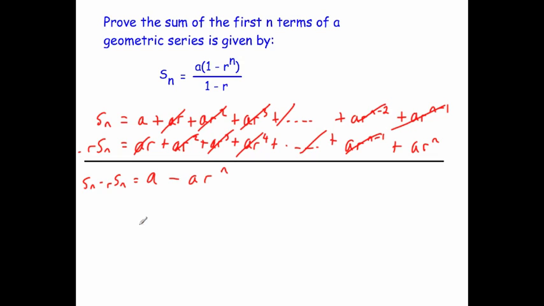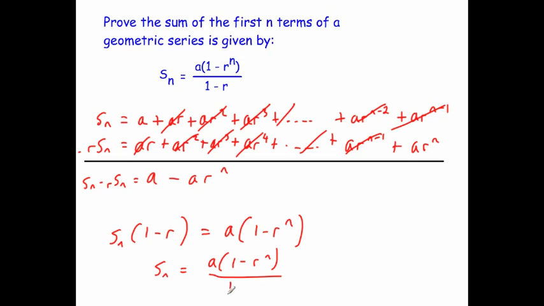Now what we're going to do is factorize the left hand side and factorize the right hand side. So factorizing the left hand side, well, Sn is going to come out, so Sn bracket 1 minus r. And then the right hand side, a will come out, so a bracket 1 minus r to the n. Now we're going to divide, so it's going to give you Sn equals a bracket 1 minus r to the n. And you're going to divide that by 1 minus r.